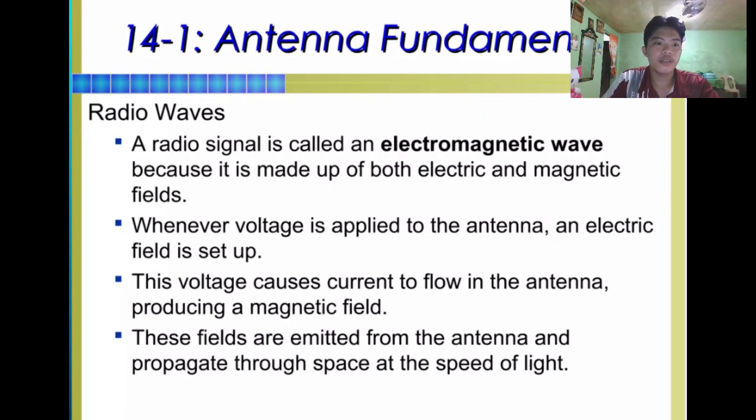Radio waves. A radio signal is called an electromagnetic wave because it is made up of both electric and magnetic fields. Whenever voltage is applied to the antenna, an electric field is set up. This voltage causes current to flow in the antenna, producing a magnetic field. These fields are emitted from the antenna and propagate through space at the speed of light.